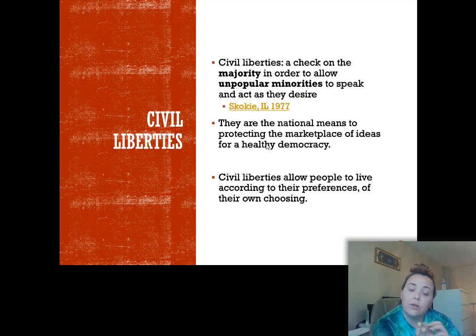So the case of Skokie, Illinois in 1977 was an American neo-Nazi group that petitioned the government to allow them a permit to protest in a largely Jewish community in Skokie, Illinois. This is obviously problematic because nobody likes neo-Nazis, but also this Jewish community was elderly and largely survivors of the Holocaust.